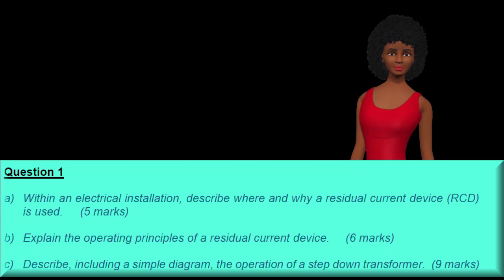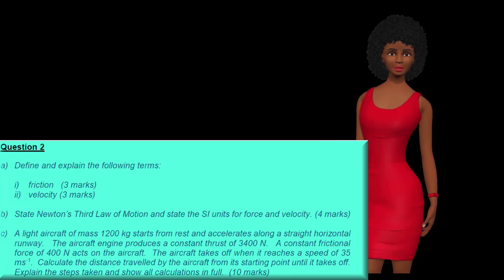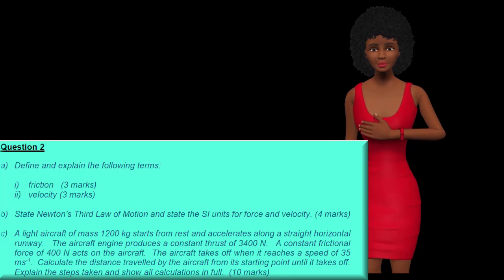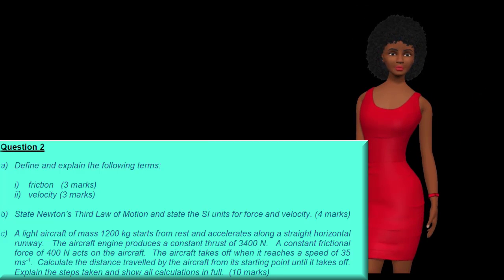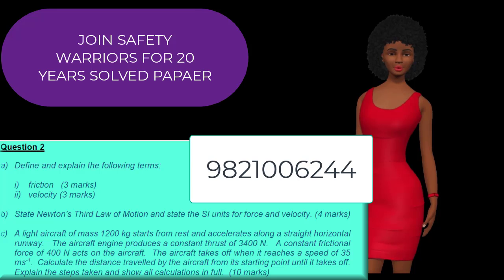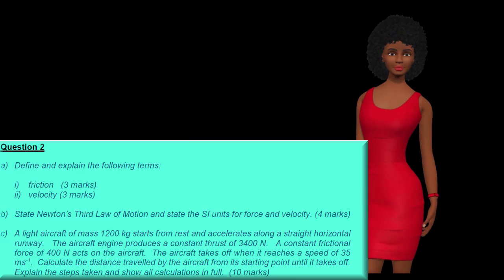9 marks. Question 2. A. Define and explain the following terms. I. Friction, 3 marks. 2. Velocity, 3 marks. B. State Newton's third law of motion and state the units for force and velocity.